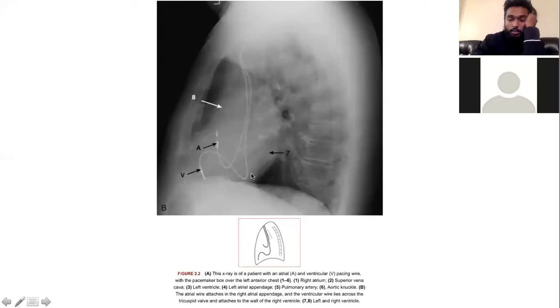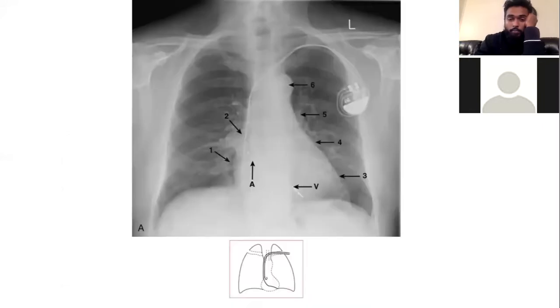So I'm just gonna summarize. I know I said a lot of things on a PA. The entire right border is made out of right atrium, SVC. The entire left border down here is made out of left ventricle. The concave part is left atrium. So if the left atrium enlarges, this concave part can become straight or even convex.